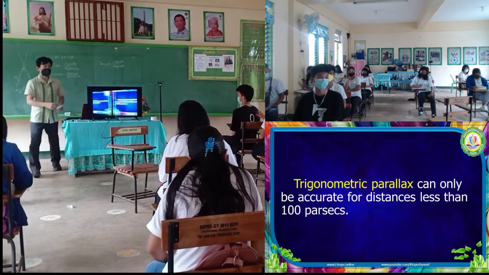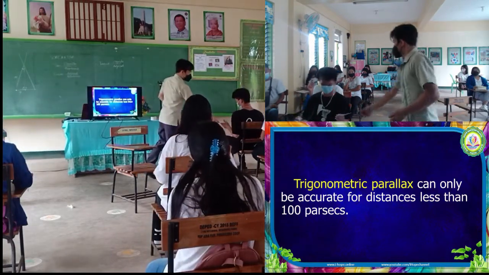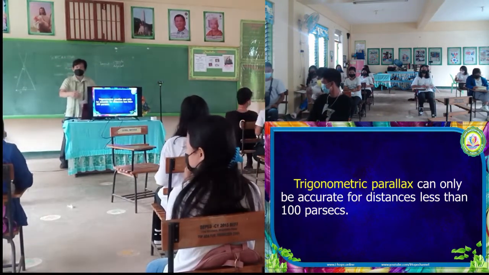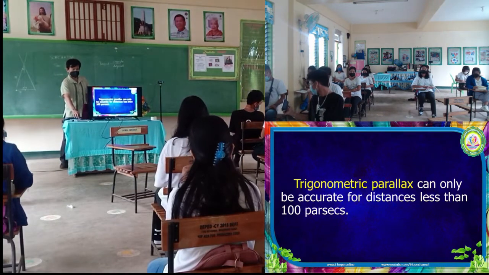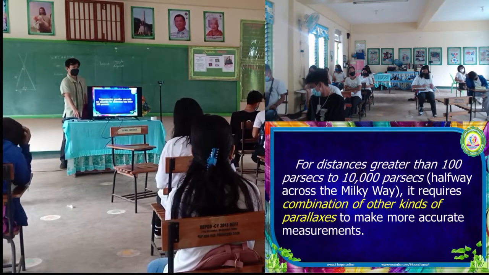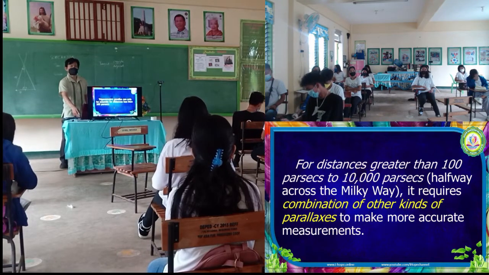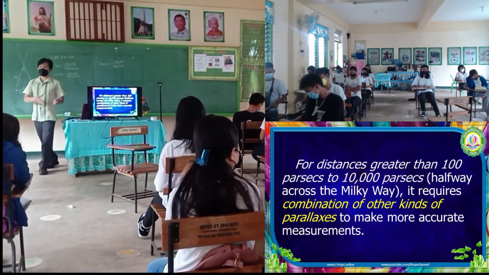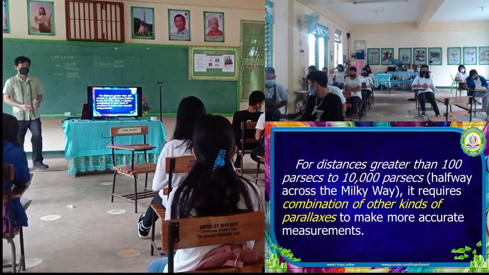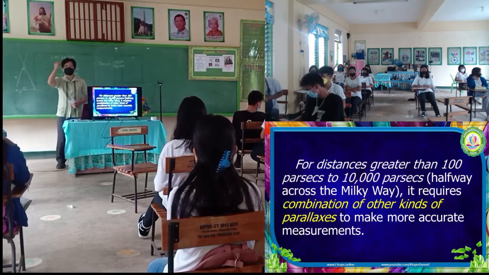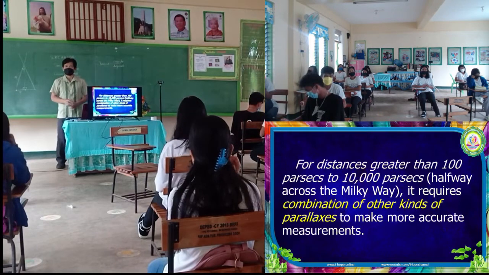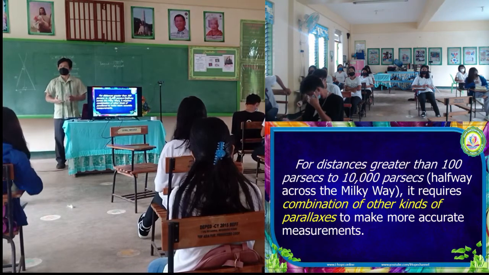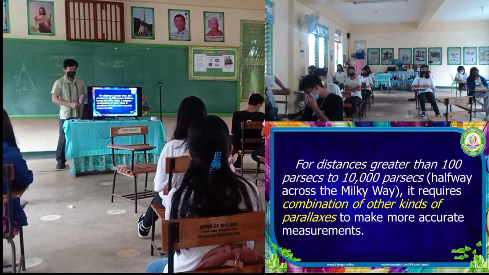Okay, less than 100 parsecs. For distances beyond 100 parsecs, they will use another method, which is a combination of parallaxes. So, it is not the trigonometric parallax anymore, but another method. It is based on color, which is called spectral parallax, the spectrum of light, colors of light, which they use as a basis to measure the distance of the object.